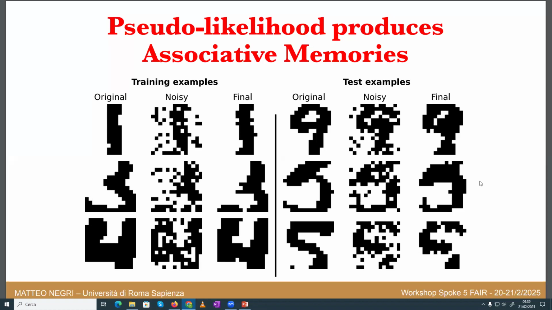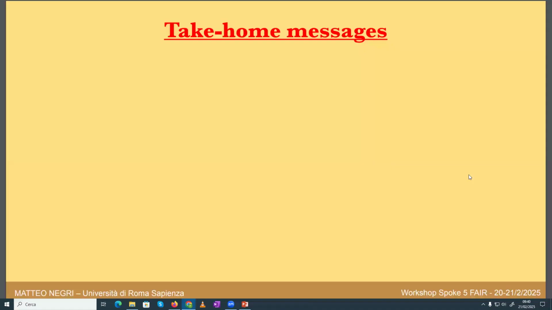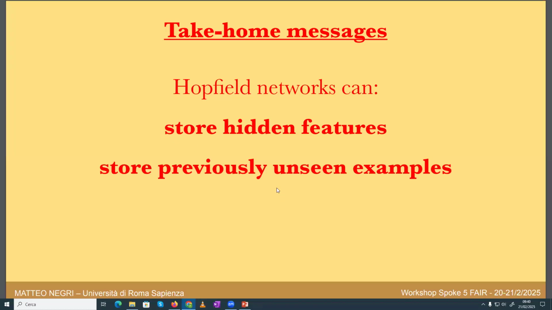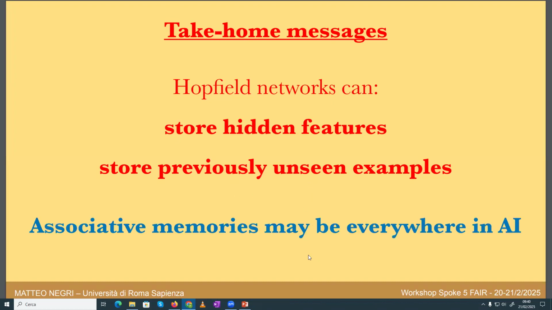It's not useful to go to NeurIPS, but maybe it's useful to build a theory. So the take-home messages are that often networks can store hidden features hidden in the data, can store previously unseen examples, which sounds like an oxymoron, but it's what happens, and that associative memories may be hidden everywhere in AI, but this is more of a wishful thinking than not.